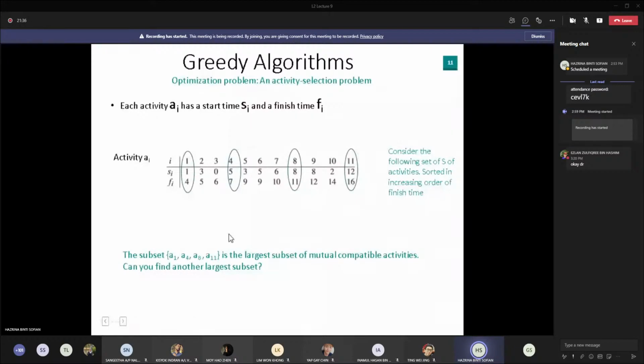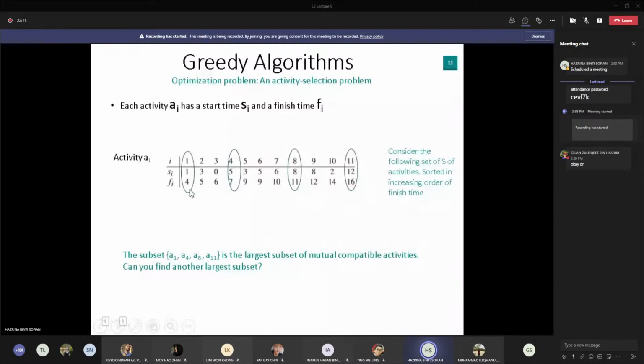Doctor, I have one question. Can the start time be equal to the end time of the previous activity? Yes, it can. Because that can be done too.